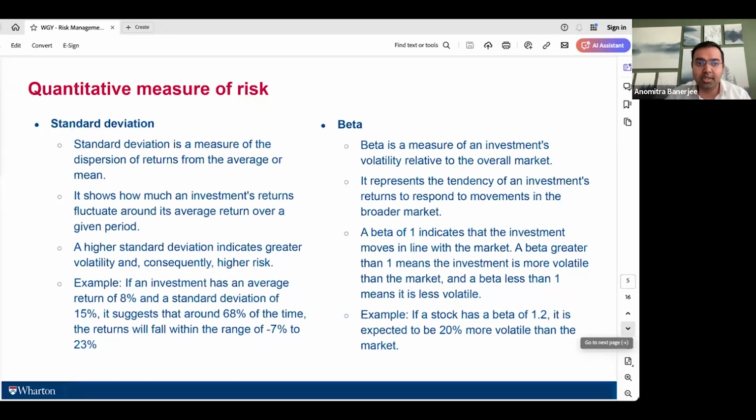Like, for example, if an investment has an average return of 8% and a standard deviation of, say, 15%, well, it means that 68% of the time the returns will fall into a range from -7% to 23%, right? So with different asset classes that you would invest in, you'd have different average returns for them.